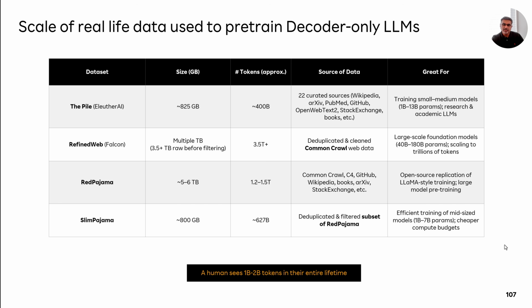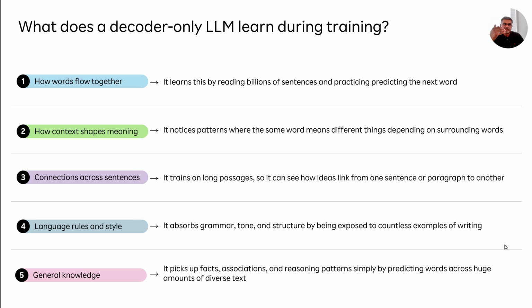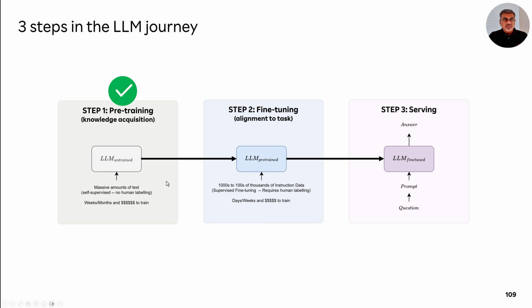And when you say learn language, these are the things that it learns: how words flow together, how context shapes meaning, how connections can be formed across sentences, what the different syntactic and semantic rules are that govern languages, and it also picks up general knowledge, right? Now, this completes our understanding of how you train a large language model. At this stage, we are done with step one, which is pre-training. The large language model went from an untrained transformer to a pre-trained LLM, which has acquired all this knowledge about language.